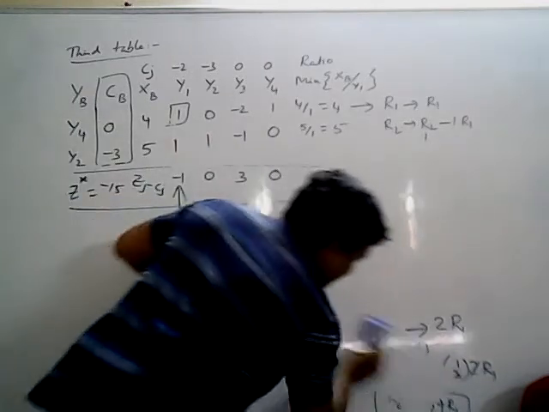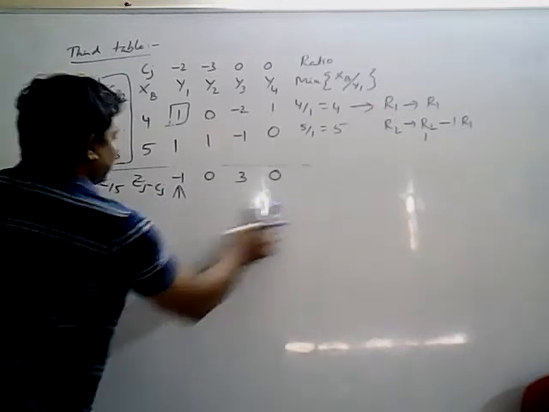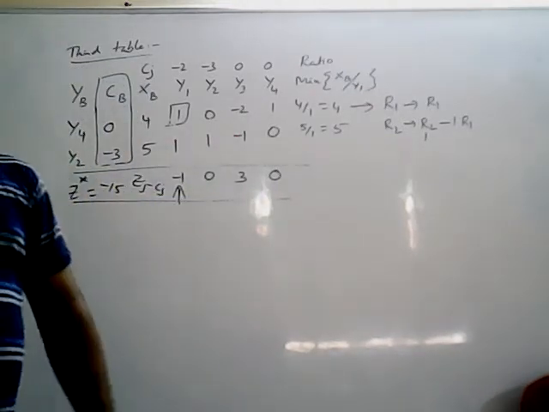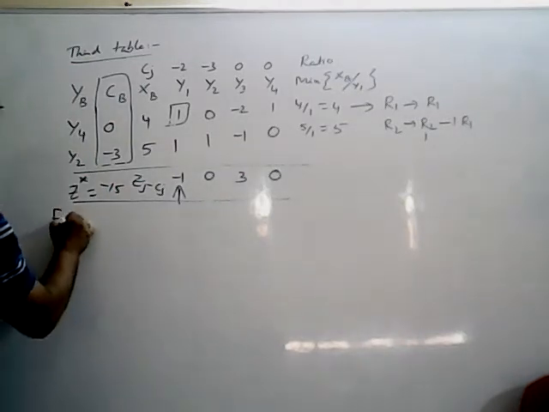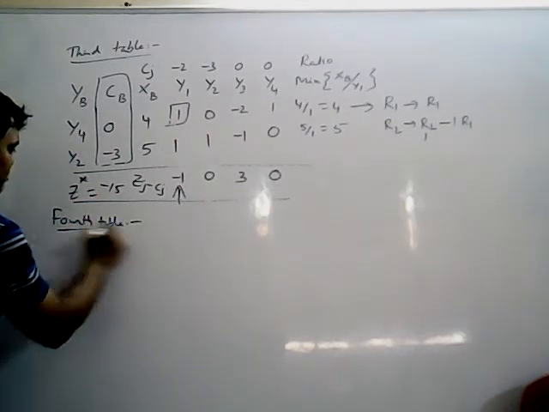So like this you have to repeat the procedure until you get all R positives or there is an indication of unbounded solution. Up to that we have to repeat the same procedure. Okay. So now fourth table. Columns are same.